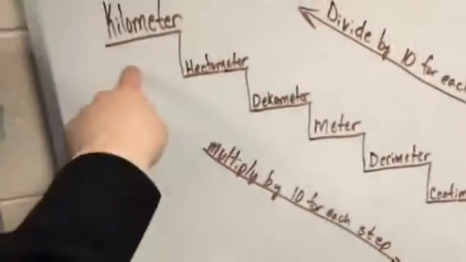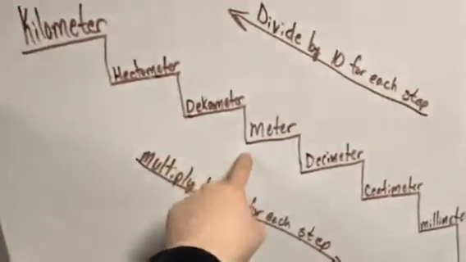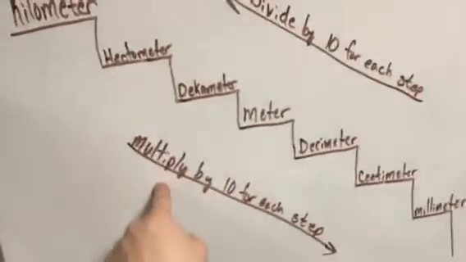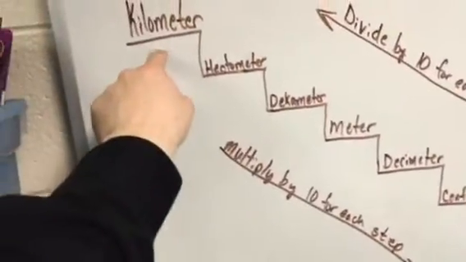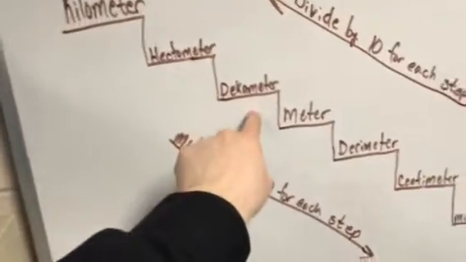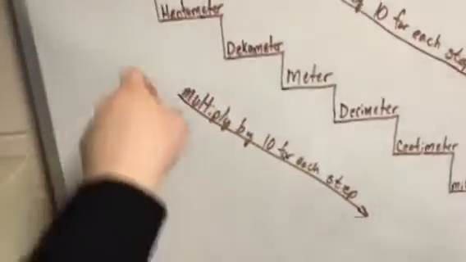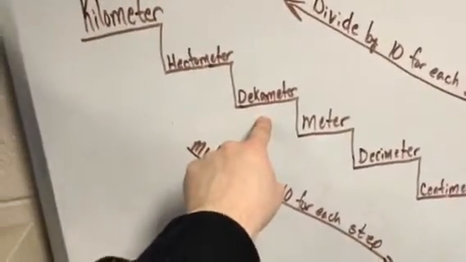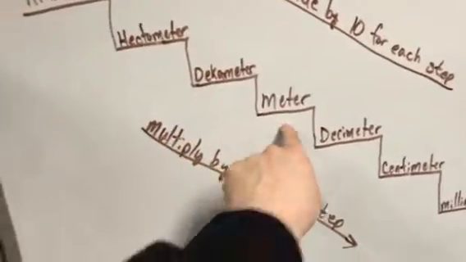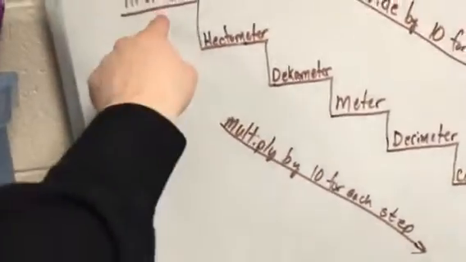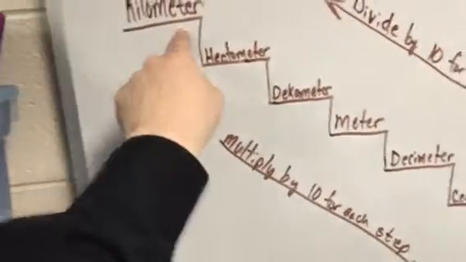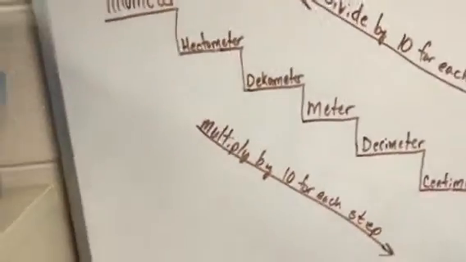If I had kilometers and I want to know how many meters that was, I'm going to be going down this way and I'm going to multiply. So I'm going to multiply by 10, by 10, and by 10. And so 10 times 10 is 100. 100 times 10 is 1,000. So I would take my number of kilometers and multiply it by 1,000.